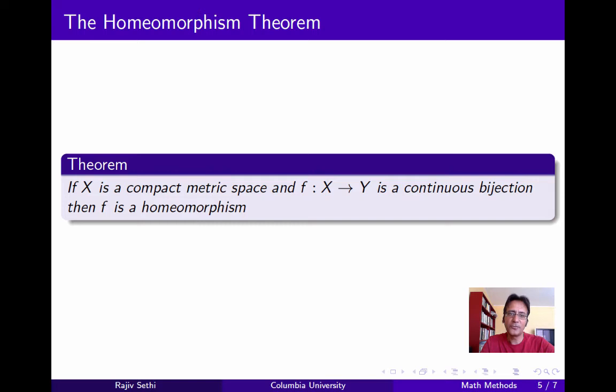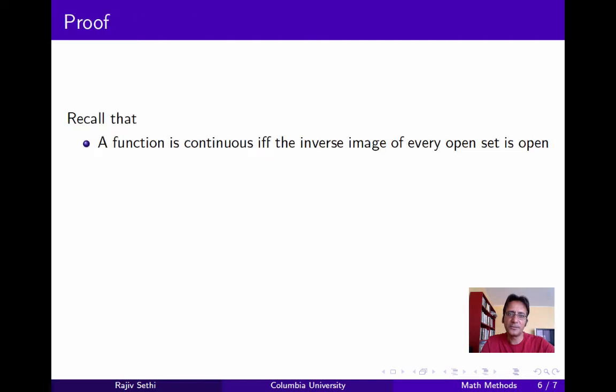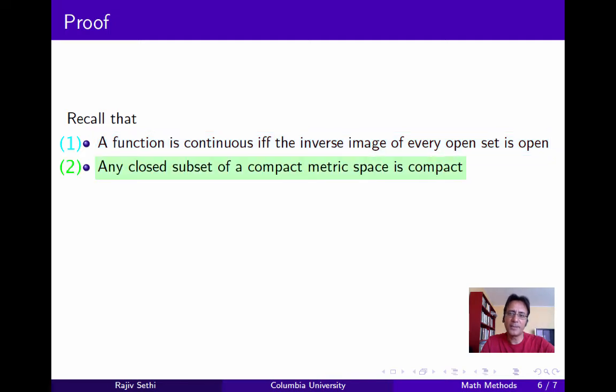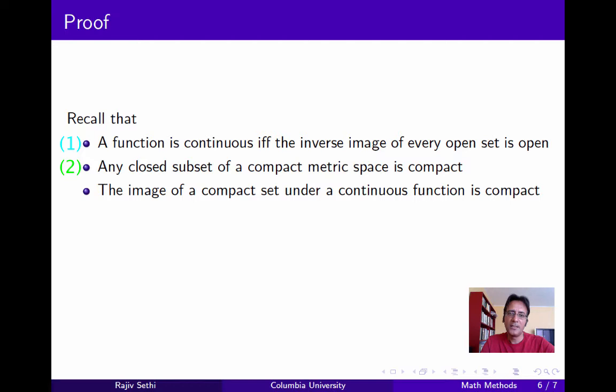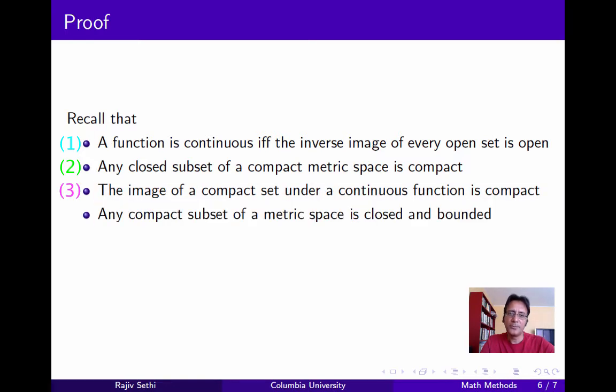Now one nice thing about the proof of this result is that it follows almost immediately from results that we've proved in other segments. So let's recall some of these results. We have shown that a function is continuous if and only if the inverse image of every open set in the codomain is open in the domain. We've also shown that any closed subset of a compact metric space is compact. We've shown that the image of a compact set under a continuous function is compact. And we've shown that any compact subset of a metric space must be closed and bounded. And these four results apply to any metric space. So we're going to use each one of these now in the proof of the homeomorphism theorem.